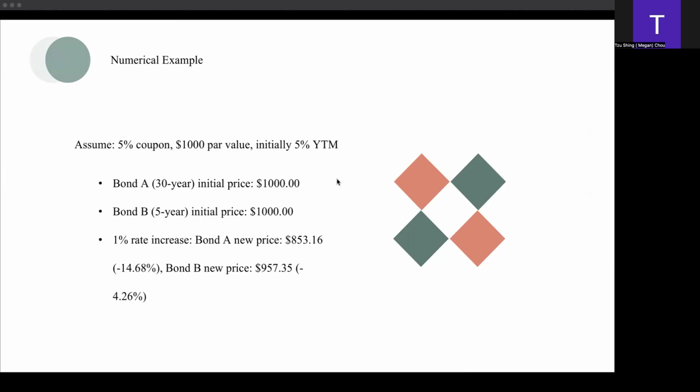Now, if interest rates increase by 1%, bond A's price will fall to $853.16, a 14.68% decrease. Bond B's price will only fall to $957.35, just a 4.226% decrease. This clearly demonstrates the higher interest rate sensitivity of the long-term bond.